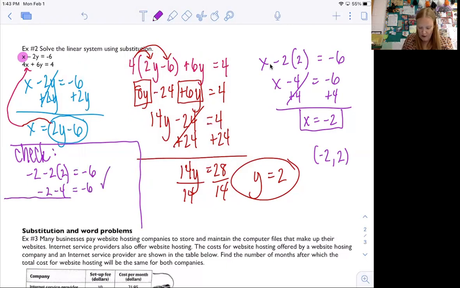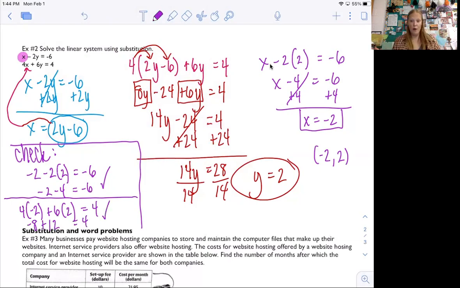But remember, it's got to check out in both of them. 4 times -2 plus 6 times 2. Does that equal 4? So this gives me -8 plus 12. Sweet, equals a positive 4. Yes, it works in both. Thank goodness, all that work was worth it. So this, my friends, is the final answer. The point where those two lines intersect is at -2, 2.